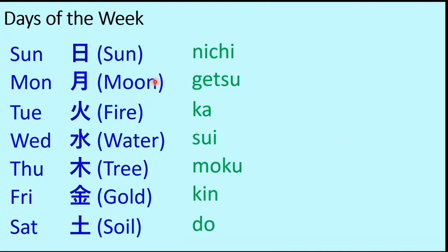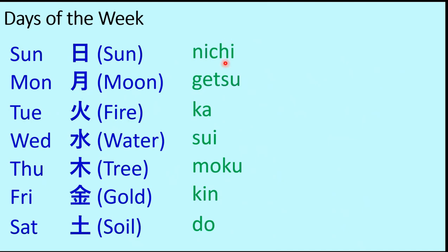So that means for Sunday we have Nichi as the sun, moon as Getsu, fire as Ka, water as Sui, tree as Moku, gold as Kin, and soil as Do. But friends, these words are not sufficient to represent the days of the week, because these only represent these elements. So Nichi means sun, not Sunday. Similarly, Getsu means moon and not Monday. Ka means fire and not Tuesday. So now, how do we complete the naming of the days of the week?